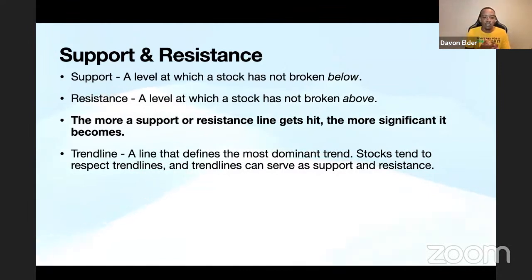Now, a trend line is a line that defines the most dominant trend, and stocks tend to respect trend lines. Trend lines can serve as support and resistance. Stocks may stay above a support, and stocks may stay above a trend line. If a stock stays above a trend line and comes down and continues to touch that trend line, the stock is continuing to respect that trend line. Sometimes stocks will stay below a trend line, which means that we're in a defined downtrend, as we will see whenever we go over everything later on.